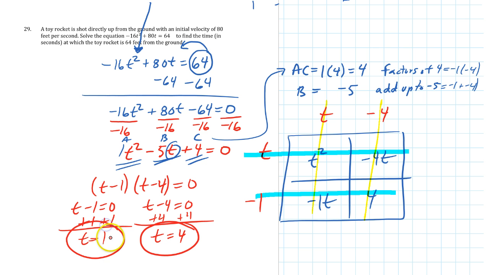So the rocket will be 64 feet off the ground at 1 second and at 4 seconds.